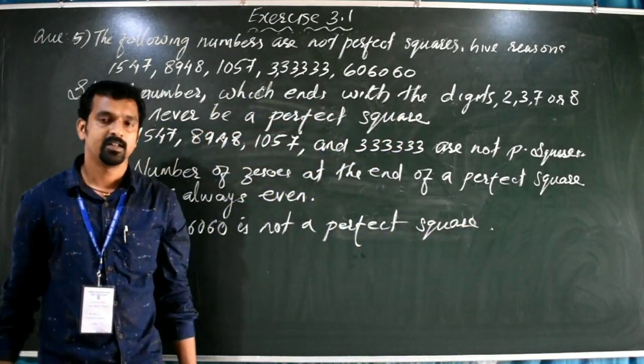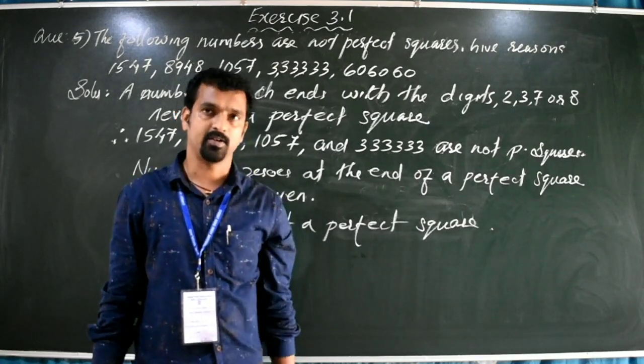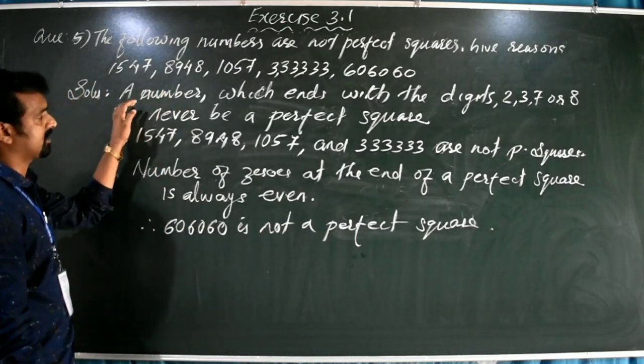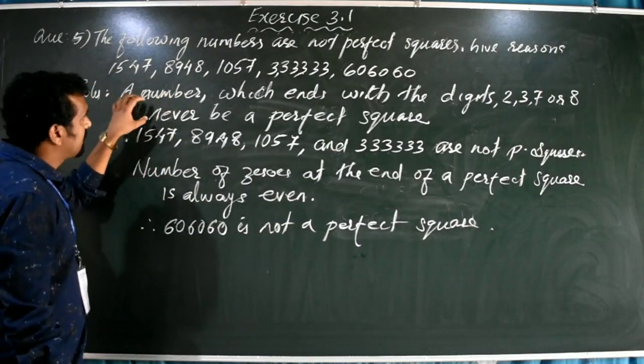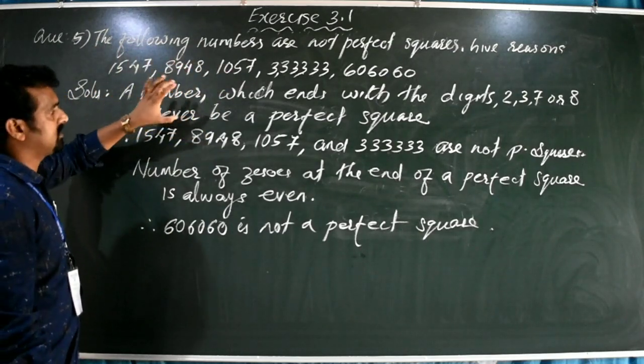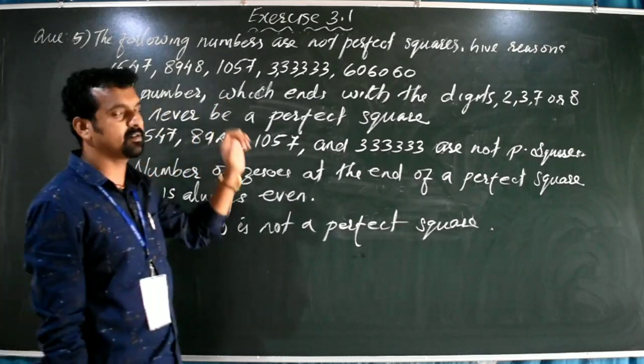Dear children, all these properties are there in your textbook. Please write them down in your notebook and study them. Then only we can do these questions. This one also I just told. Then this reason we have to write. The following numbers are not perfect squares. What is the reason? The reason we write is this property only. Whatever properties we have studied, those properties we are writing here.